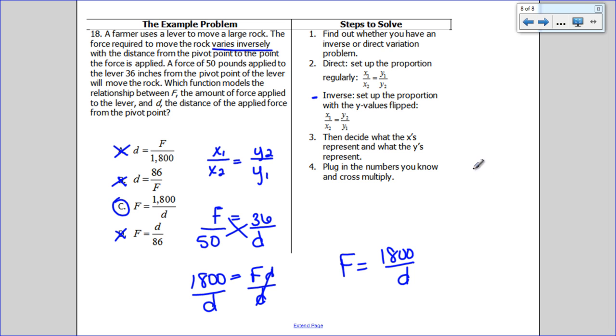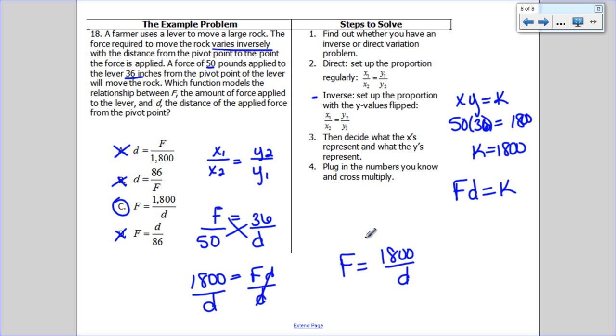The other thing that I know is that because it's inverse, x times y is going to equal k, which is my constant, the number that I need for the problem. Well, if x times y equals k, the only two numbers that I have in my problem are 50 and 36. So if I do 50 times 36, it gives me 1800, which tells me that k is equal to 1800. I also know that because it's an inverse variation problem, my force times my distance equals k. And then I'm back where I started.